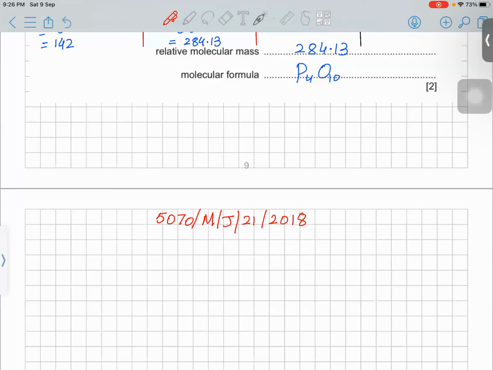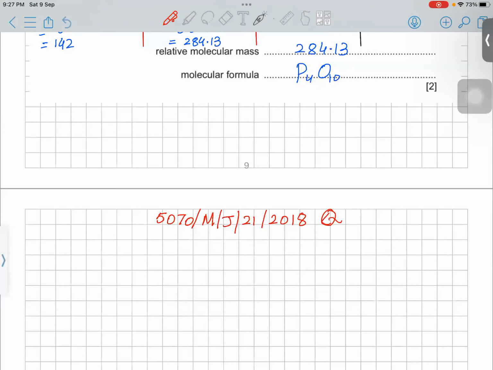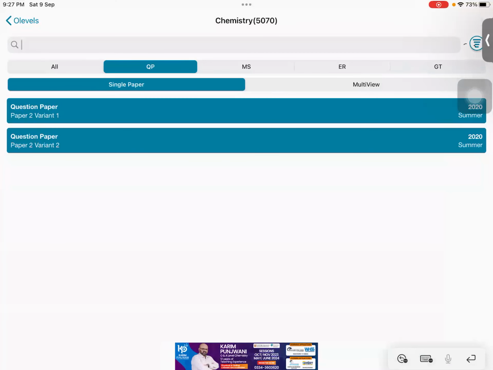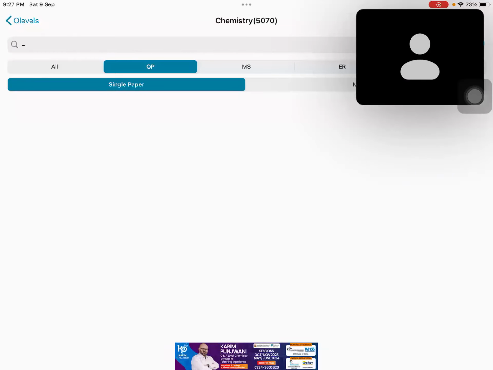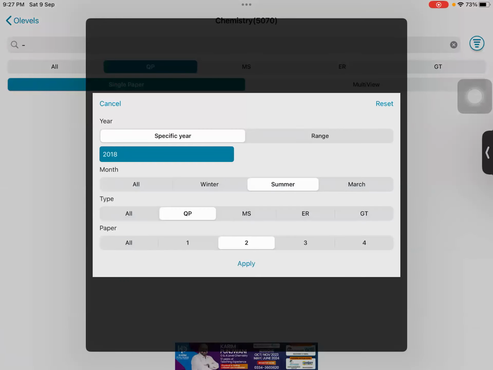Where is the question? It is question number 9, question number 9A, 2018, May June, variant 21.